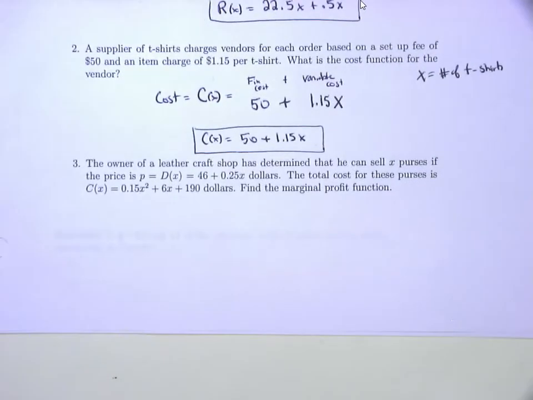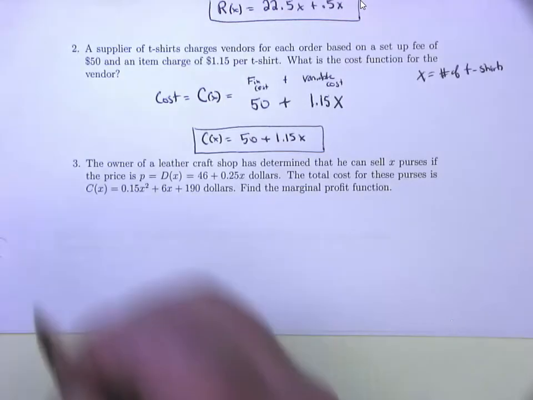The owner of a leather craft shop has determined that he can sell X purses if the price is P of X, which is your demand, D of X, equals 46 plus 0.25X dollars. Okay? The total cost for these purses is C of X equals 0.15X squared plus 6X plus $190. Find the marginal profit function. Before I can find the marginal profit function, I've got to find the profit function.